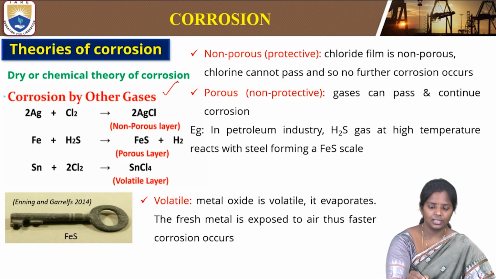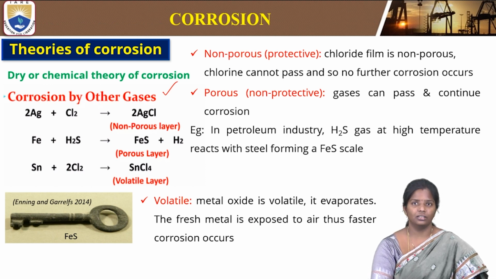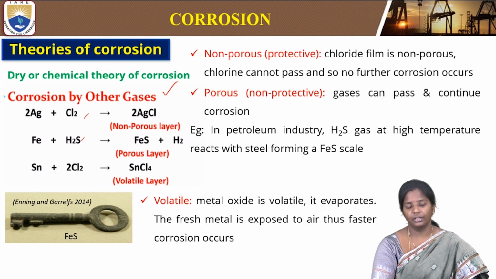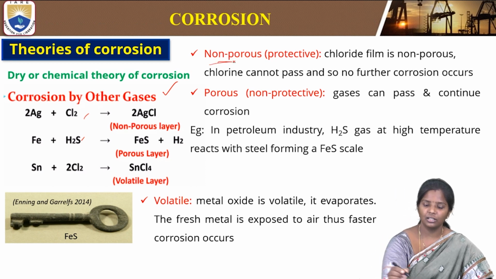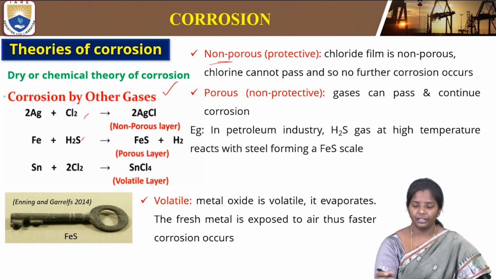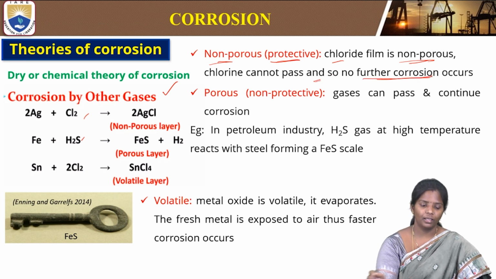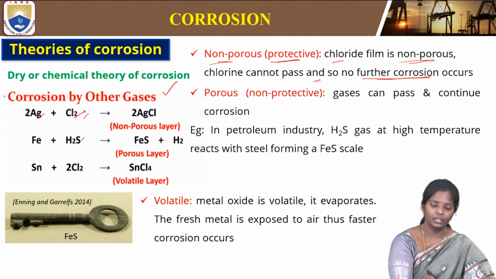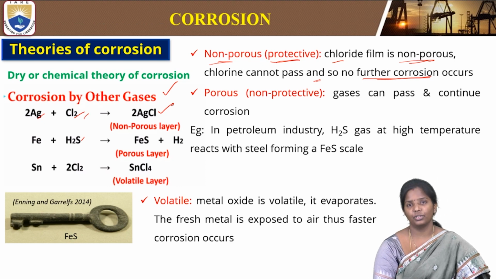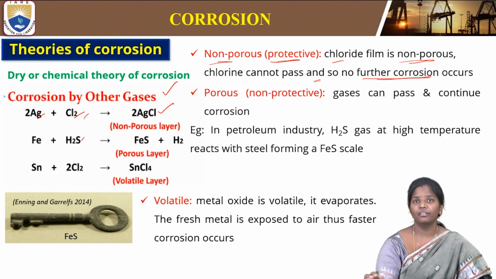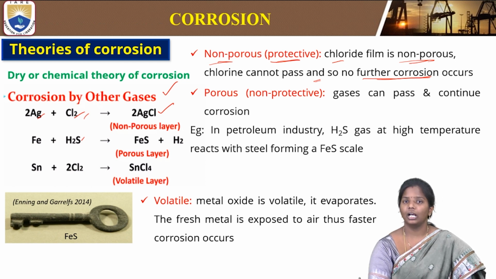Then the corrosion by other gases. The other one is corrosion by gases other than oxygen. So what are the other gases? Chlorine and sulfur are some of the gases that help in corroding the material. For example, if a sulfide layer or a chloride layer is forming and it is non-porous, it acts as protective. The chloride film is non-porous, chlorine does not pass, and no further corrosion occurs. Here, silver and chlorine gas react to form a silver chloride layer, which is non-porous, so it acts as a protective layer. That is how we have to understand porous and non-porous. The nature of this layer is very important in both the cases of oxygen and other gases.